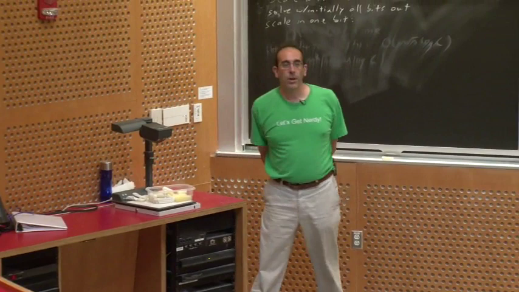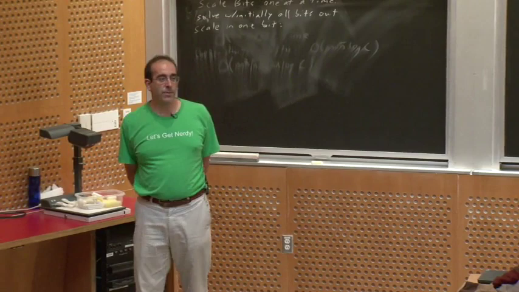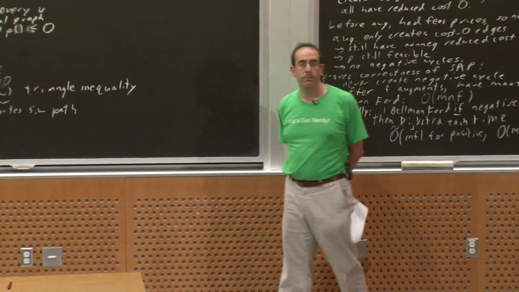What are the steps of the argument? Or at least the steps that we take until we run into a seemingly insoluble problem. So how did we argue this in the case of max flow? After you scale in a bit, what do you have to do? And why is it tractable? Yes? You have to update your flow to be better.